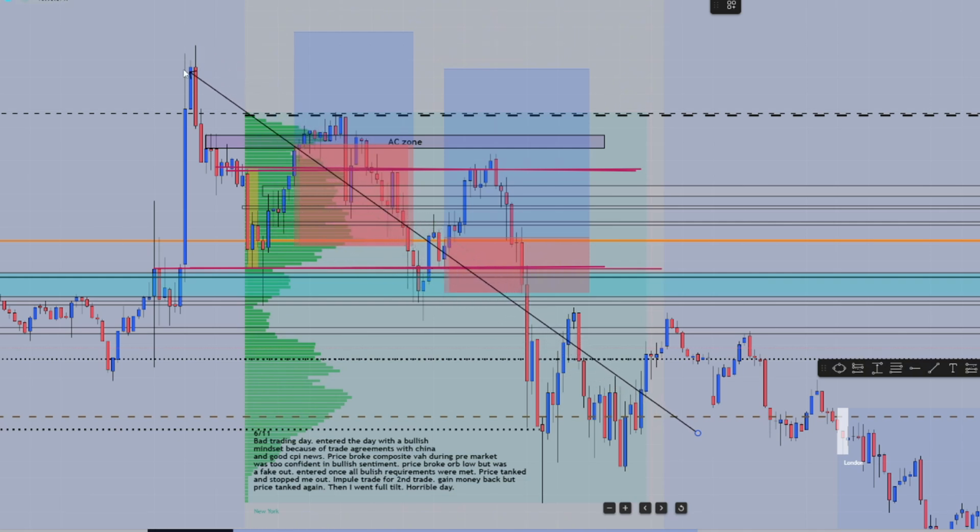And price is going to accept higher values over these highs from CPI, based on the Trump and China trade agreement news. And I thought we were going to have one of those crazy 200, 300 point days. And my mind was just so set on that, and everything just tanked. Everything just tanked. And yeah, I went full tilt.